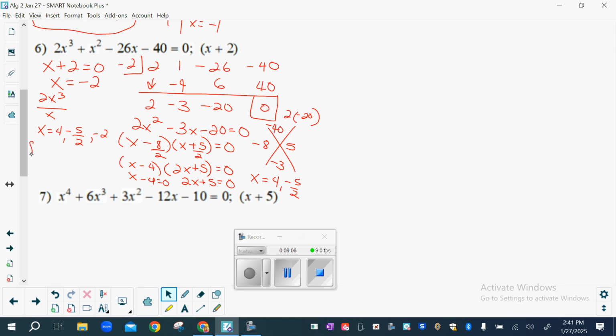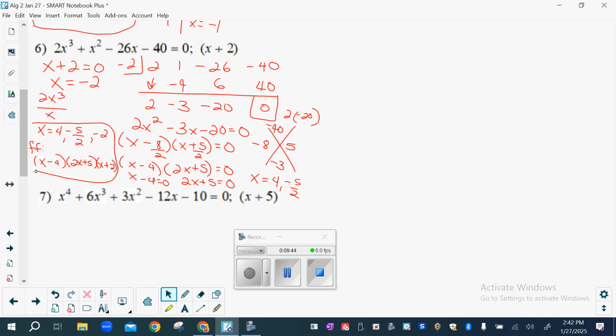Now our factored form is going to be x minus 4, x minus 5 over 2, 2x plus 5, and x plus 2. Why is it 2x? I just got my factors from here. So what do we notice about those factors and the signs on our answer? Our solutions, 4, -5/2, and -2, x minus 4, 2x plus 5, x plus 2.